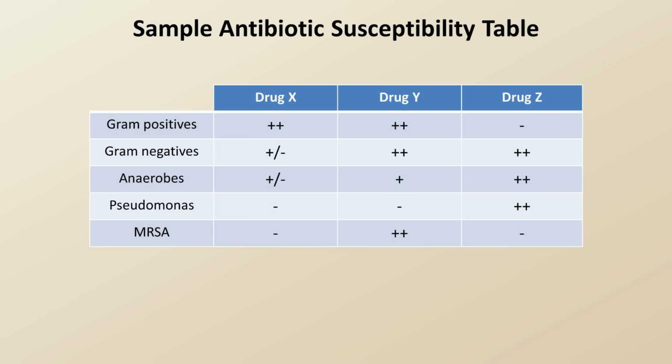Now, what if you had a patient with a significant risk of being infected with MRSA? For example, an IV drug abuser presenting with fever and a new heart murmur. Drug Y would be a better choice.